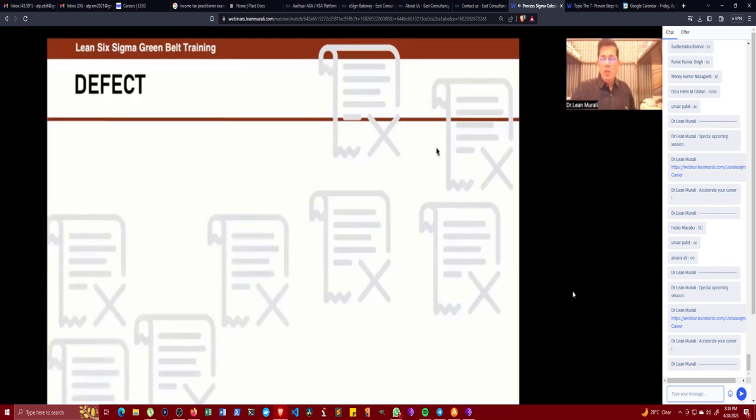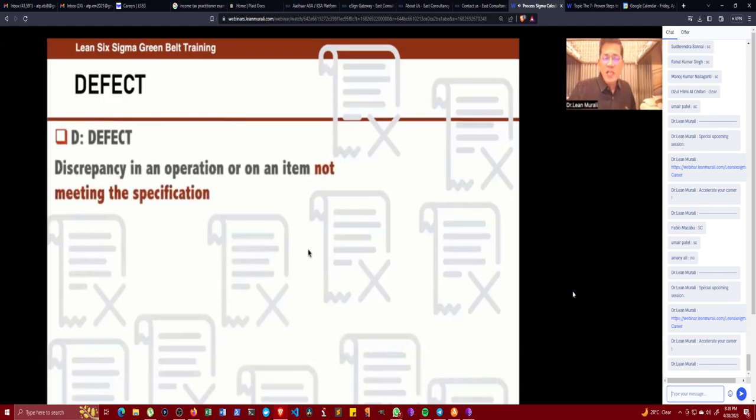Okay. So somebody has typed everything might go wrong. Yeah, it might. That is called an opportunity. That's the terminology used here. A defect is nothing but a discrepancy in an operation or on an item not meeting the specification. So we wanted it to be a particular specification. If it doesn't meet the specification, it is called a defect.